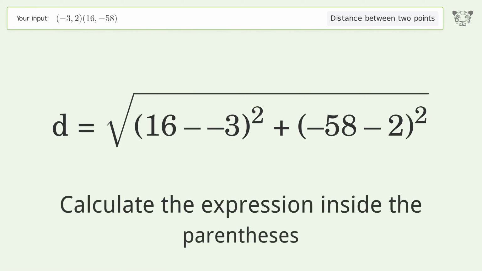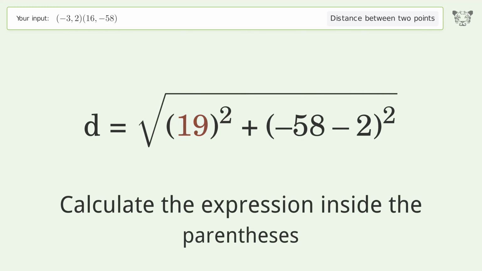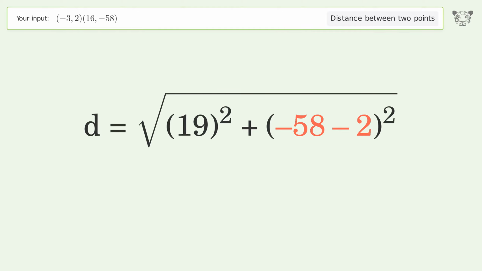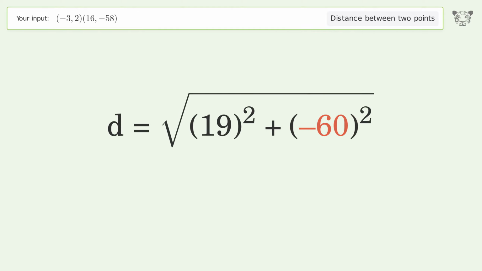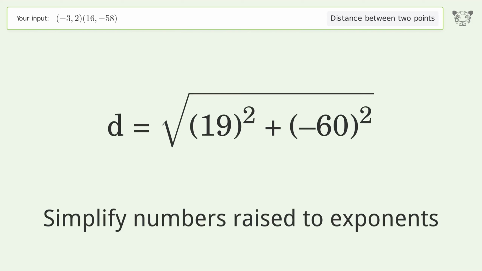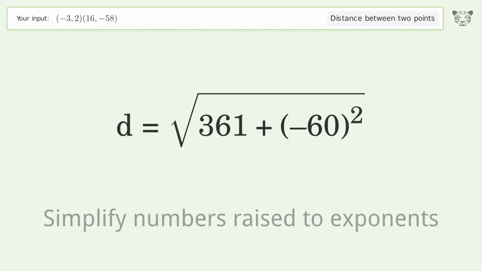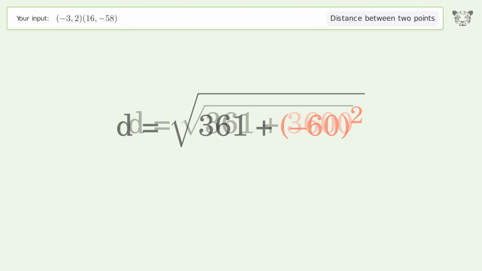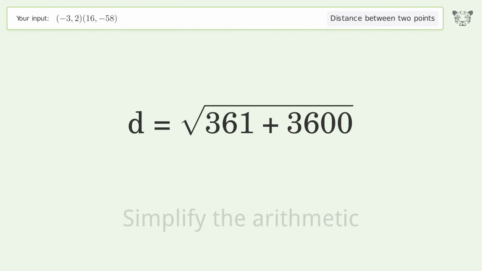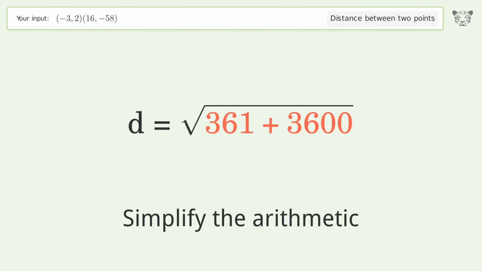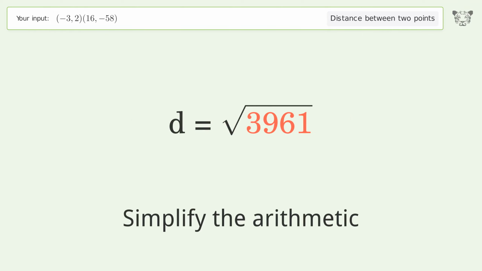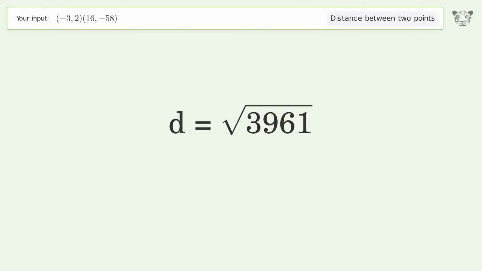Calculate the expression inside the parentheses. Simplify numbers raised to exponents. Simplify the arithmetic. And so the distance between the 2 points is the square root of 3961, or 62.936.